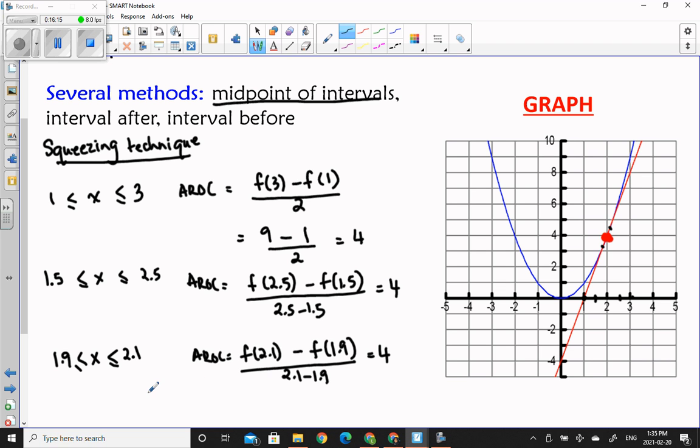Therefore, I can conclude that the instantaneous rate of change at x equals 2 is 4, because I approached it from both sides and it kept giving me 4 in each case. Now, there are no units for AROC because they haven't given me units in the question, but if they did give me units, I would be using that in my answer.